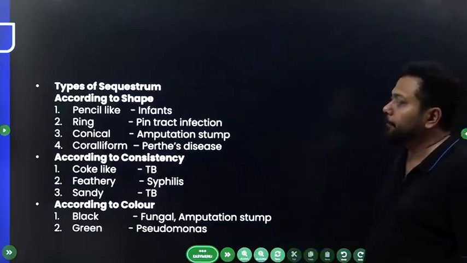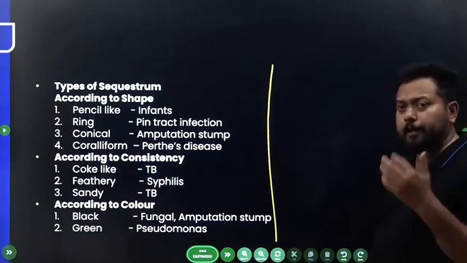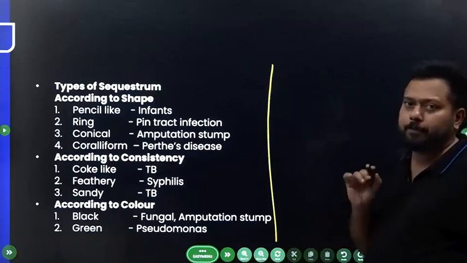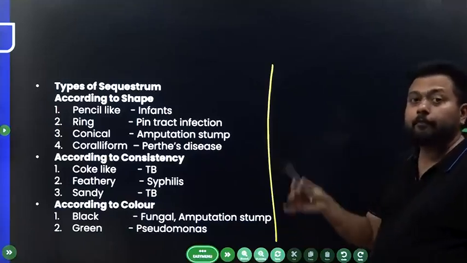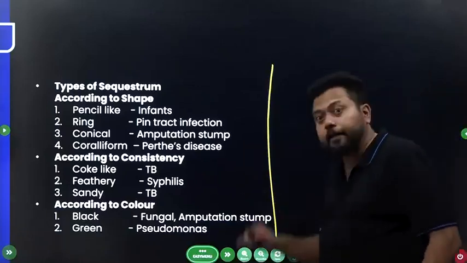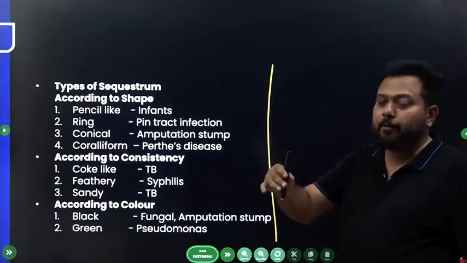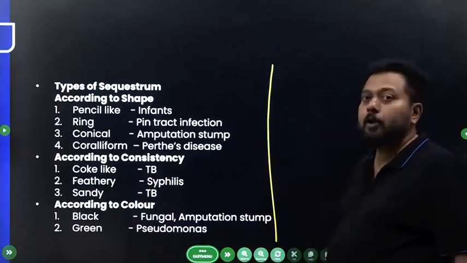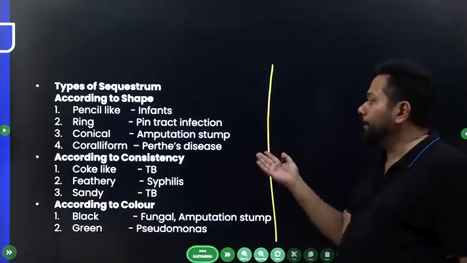And according to types, these are several times repeated MCQs, kindly take down or just listen. Already I had taken it in a very detailed fashion, I am just repeating it. According to the shape, a pencil shaped sequestrum, like a pencil, is seen in infants with chronic osteomyelitis. A ring shaped sequestrum is seen in pin tract infection: you put an external fixator, a Schanz screw, a pin, and when osteomyelitis happens in the pin tract, the sequestrum coming out will be ring shaped. Conical sequestrum, amputation stump. Coralliform, like a coral, Perthes disease.